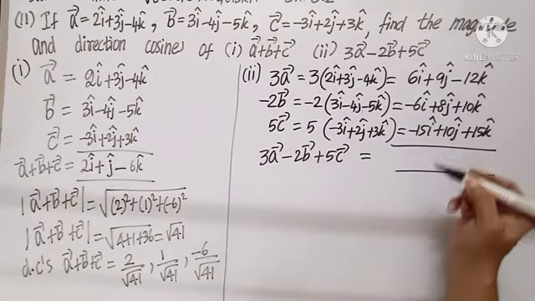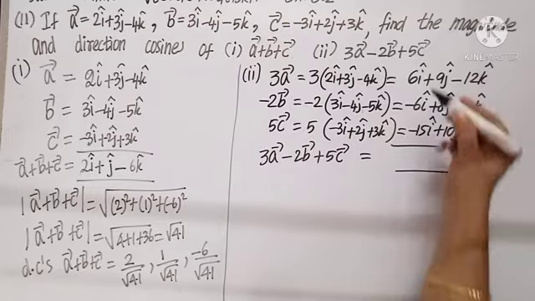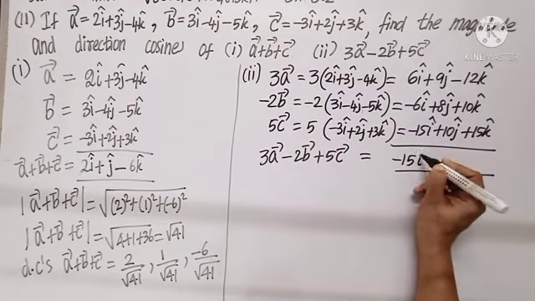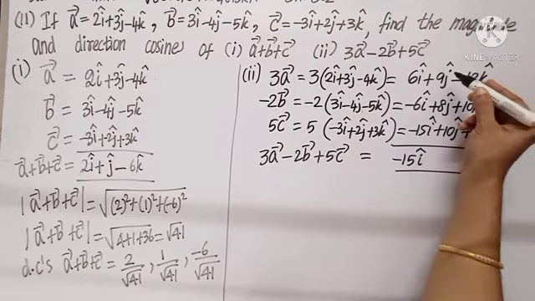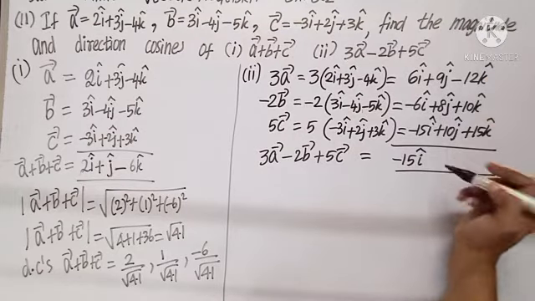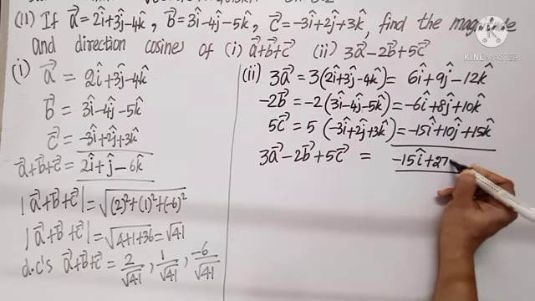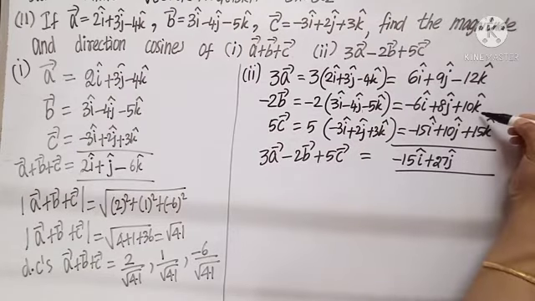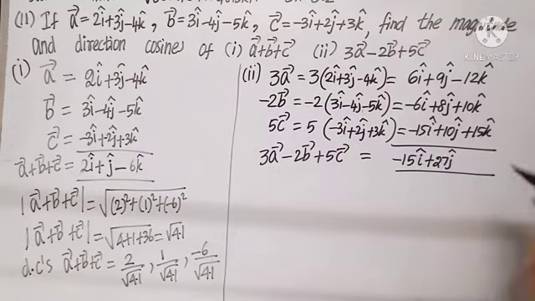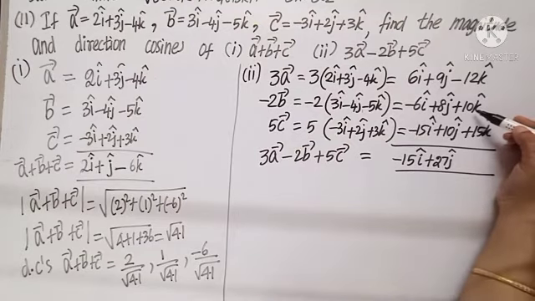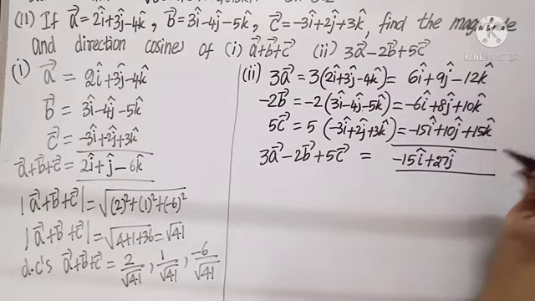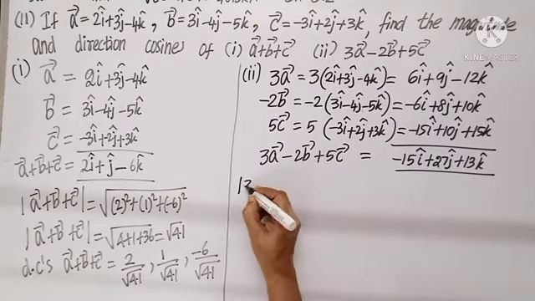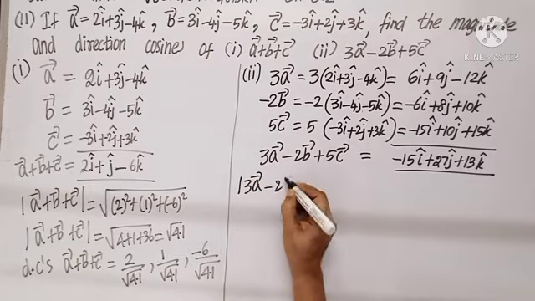As I add i's together, 6i minus 6i cancels. I get minus 15i. 9 plus 8, 17 plus 10, 27j. Minus 12 plus 10 plus 15. So 15 plus 10 is 25. 25 minus 12 is 13k. Now the question is to find the modulus.